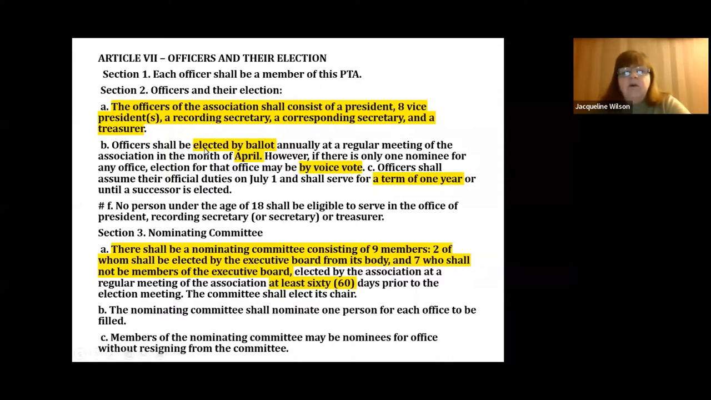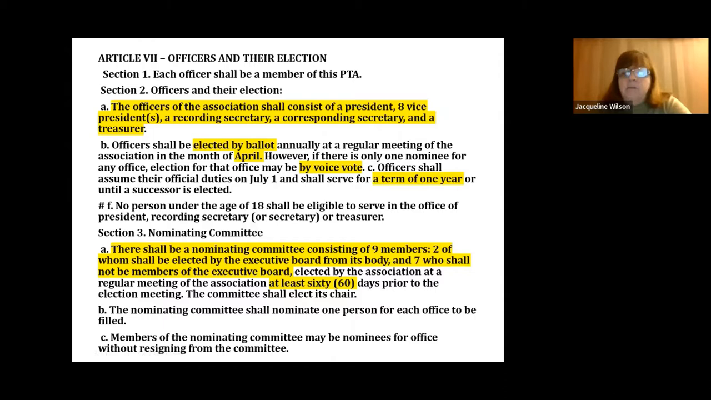The next thing is they are elected by ballot annually at a regular meeting in the month of April. Again, that is a choice that your unit will make. When do you want to have your election meeting? It can be March, April, May, or June. However, if there is only one nominee for that office, then the vote is by voice vote. And we'll go over elections in a bit. The officers in this unit serve for a term of 1 year or until a successor is elected. So it's 1 year, and they are eligible to serve 2 consecutive 1-year terms.